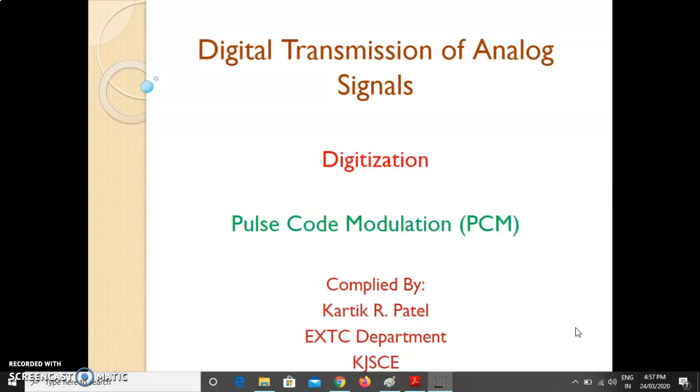Now we will continue in pulse modulation, and we are coming under the topic of digital transmission of analog signal. That means we are now going to understand the process of digitization, or the process of converting analog signal to digital signal, which is also called pulse code modulation. The output of pulse code modulation will be in the form of digital signals, but this modulation technique comes under the category of digital transmission of analog signal.